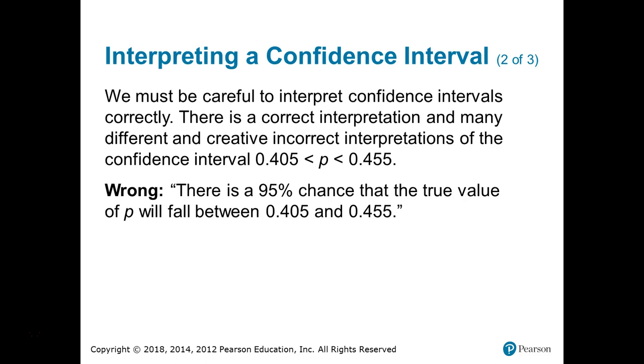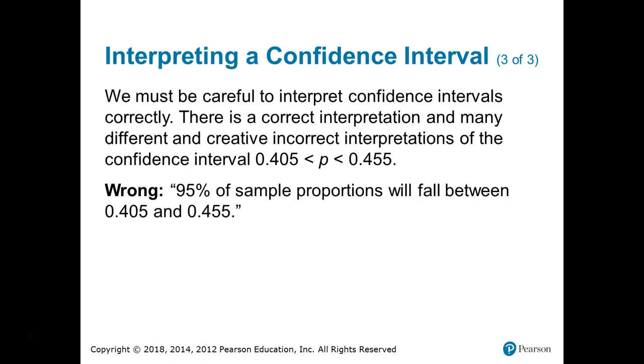Now here are some wrong ways to read this. We cannot say there is a 95% chance that the true value of p will fall between 0.405 and 0.455. Another wrong way of wording this is to say 95% of sample proportions will fall between 0.405 and 0.455.